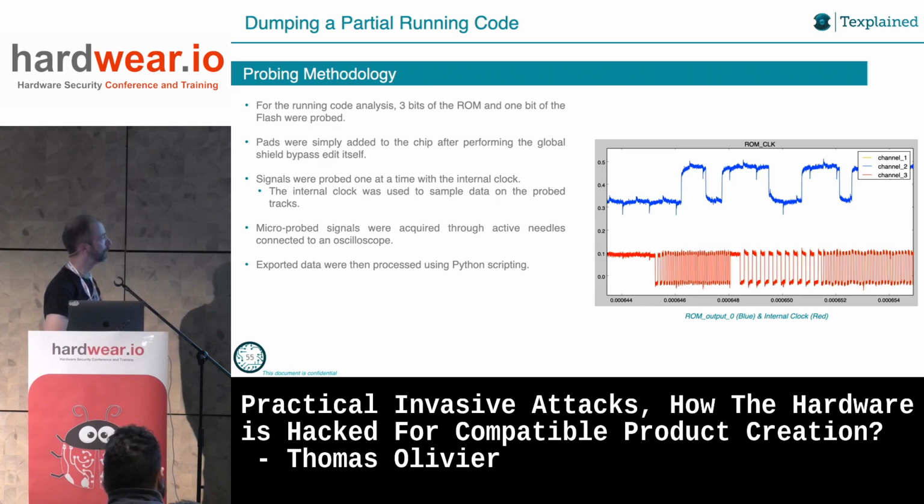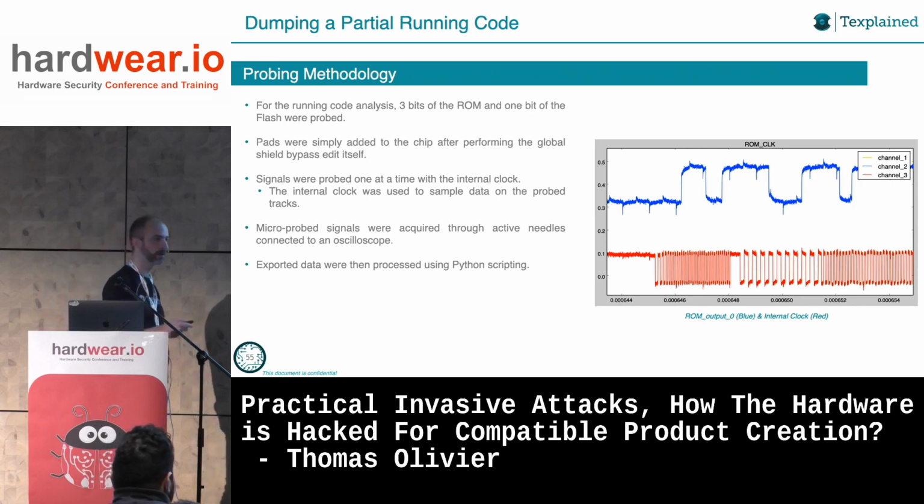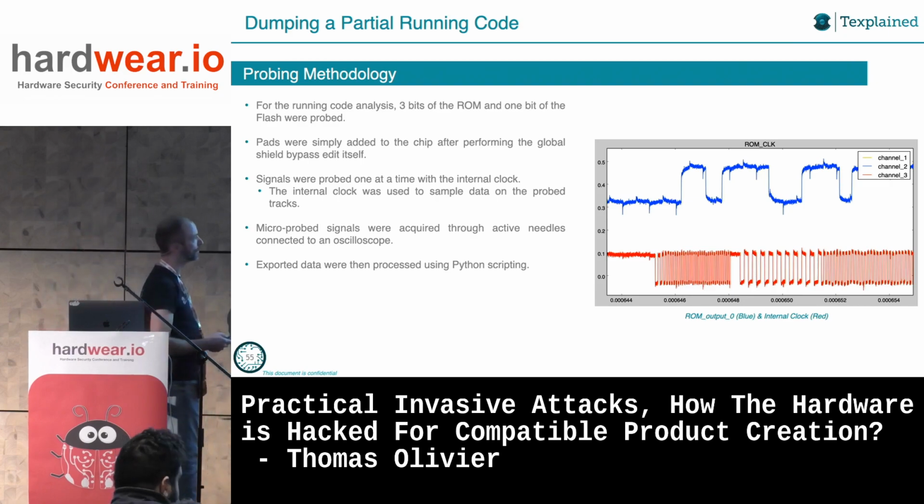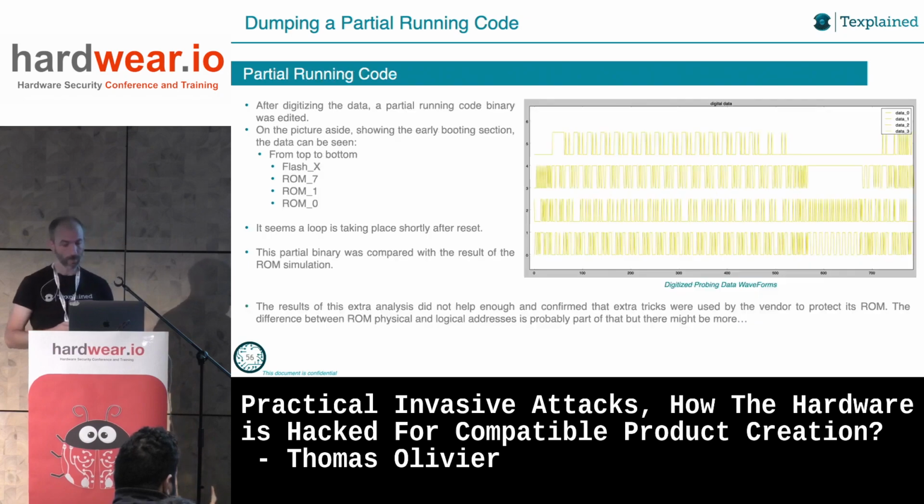ROM output 0, alright? And this is the internal clock of the device. That's interesting to get, because now you can sample with it, and you can synchronize to it. I mean, that's very useful to have. So we digitized basically the bits we extracted: 3 bits for the ROM, 1 bit for the flash, and this is running code.